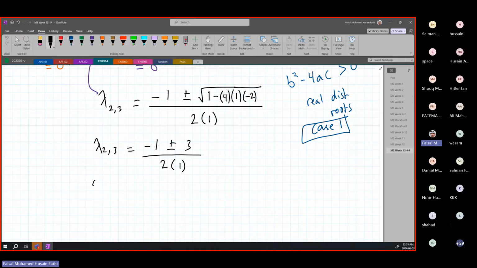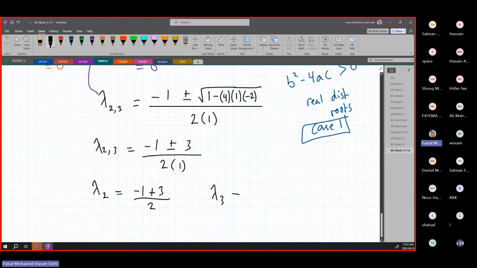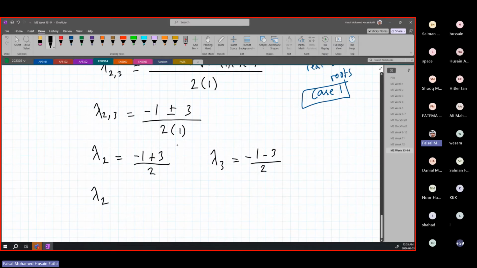Okay? Obviously, you can see that directly in your solution when you do it. So 2, 3 is going to be equal to, actually, let's separate them now. So lambda 2 is going to be minus 1 plus 3 over 2. And lambda 3 is equal to minus 1 minus 3 over 2. Lambda 2 is equal to 3 minus 1 is 2. 2 over 2 is 1. Lambda 3 is equal to minus 1 minus 4 over 2, which is minus 2.